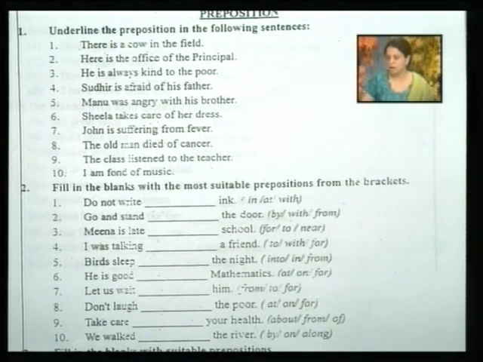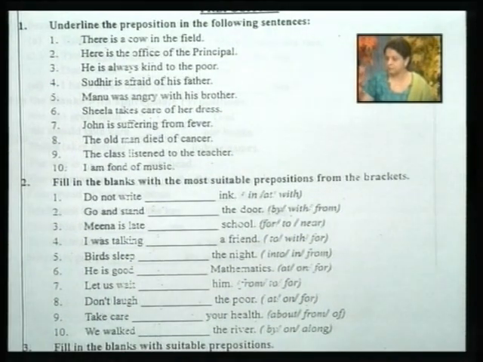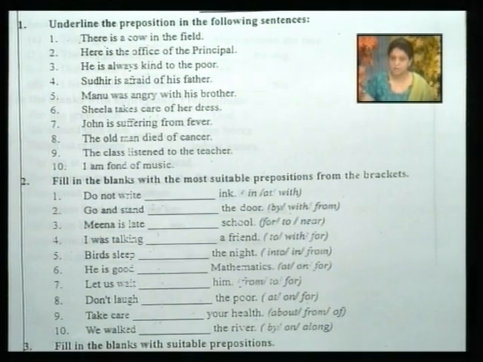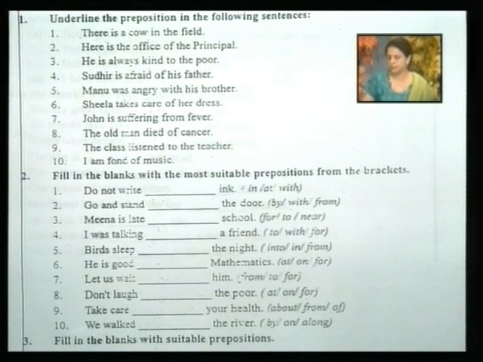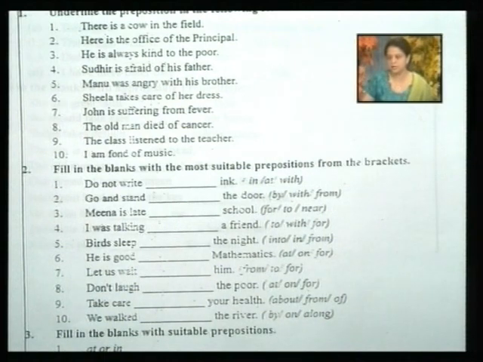Next, John is suffering from fever. Here the preposition is from. Next, the old man died of cancer. Here the preposition is of. Next, the class listened to the teacher. The preposition is to. Next, I am fond of music. Here the preposition is of.